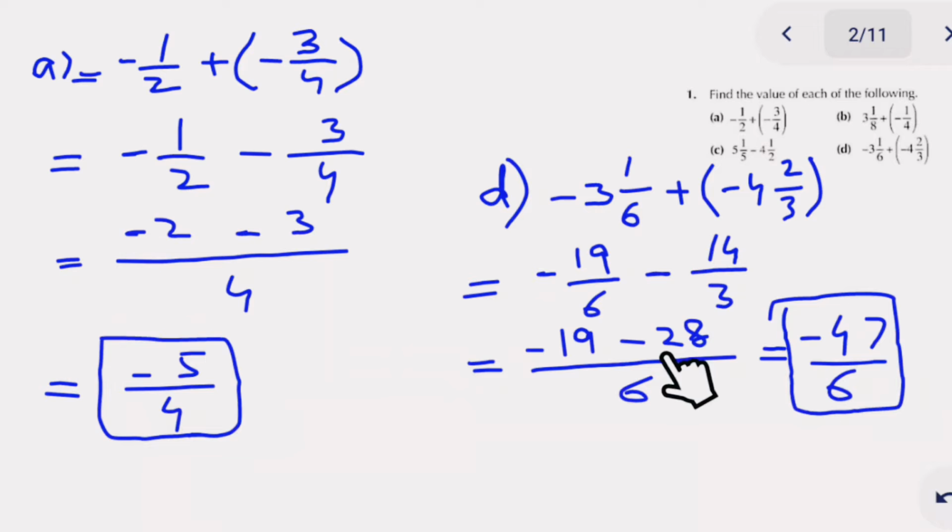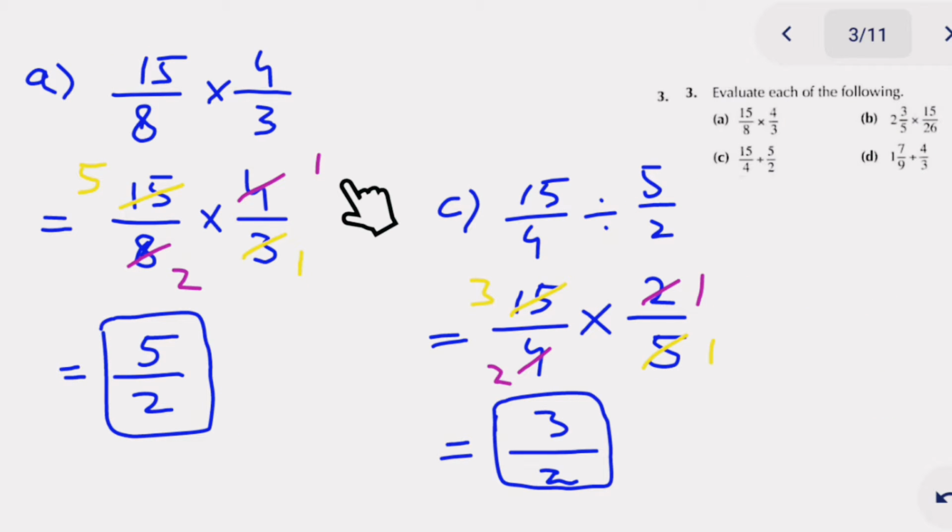So minus 19 minus. 6 is divided by 3, we get the answer 2. That 2 is multiplied with 14 and we get 28. So minus minus is plus. Again we add 19 and 28 and get 47, and because the bigger number contains the negative sign, the answer will also carry the negative sign.